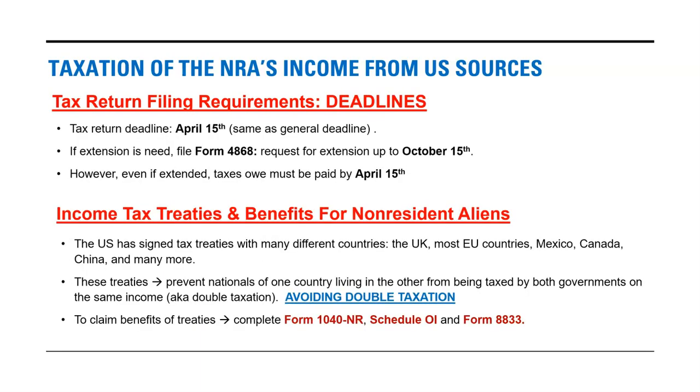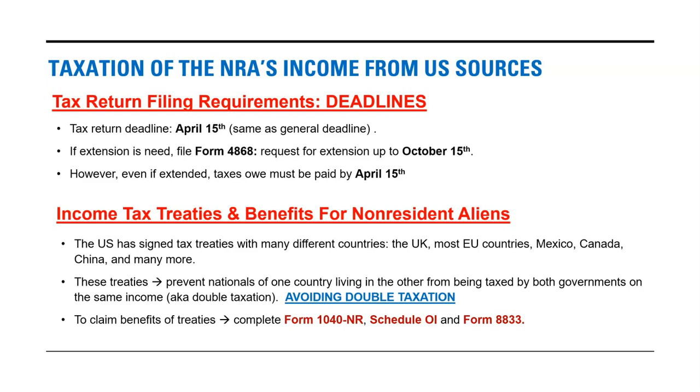Okay. What are the deadlines? Deadlines are similar to the general deadlines. The tax return deadline is April 15. If an extension is needed, then the person should fill out Form 4868 requesting an extension, and the extension can be done for 6 months, up to October 15. However, even if an extension is filed, any tax due must be paid by April 15.